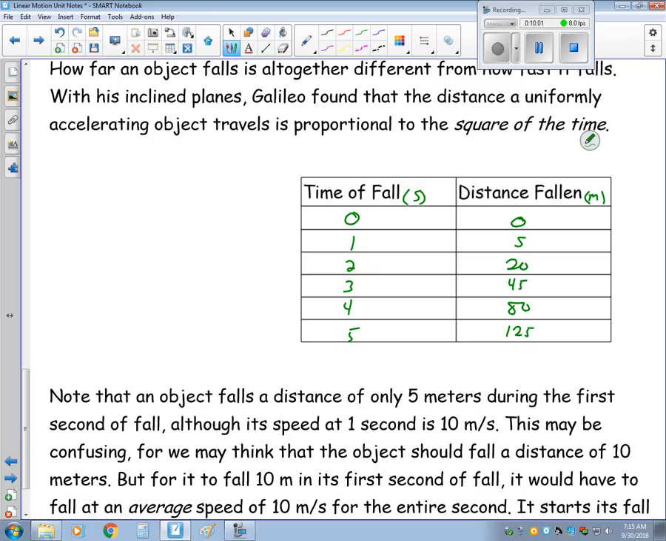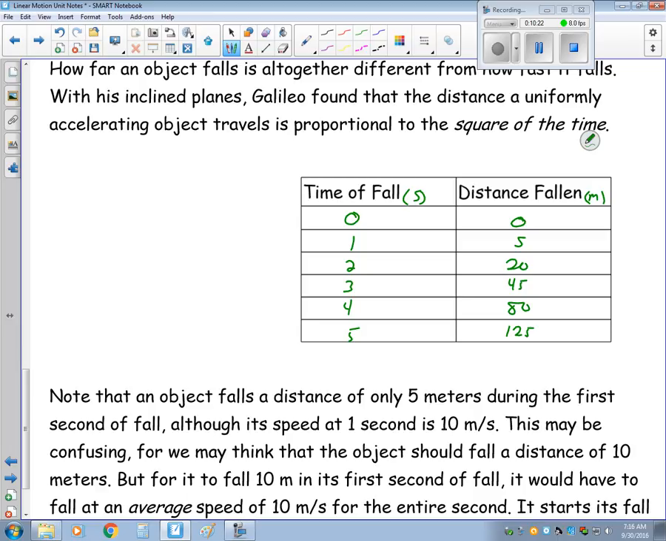Again, these are meters. There's roughly 3 feet to a meter. So after 1 second, it's traveled roughly 15 feet. That's like a story and a half of a building. After 2 seconds, like 60 feet. That's like a 6-story building. So the distances add up very, very quickly.